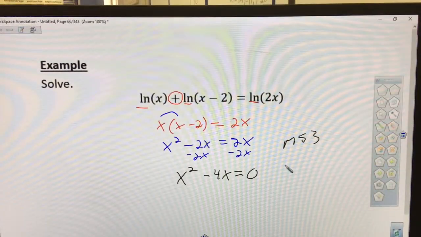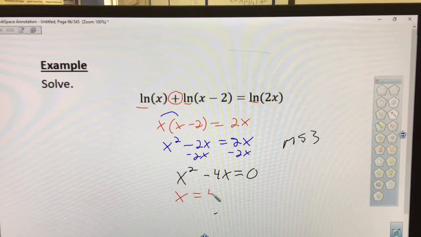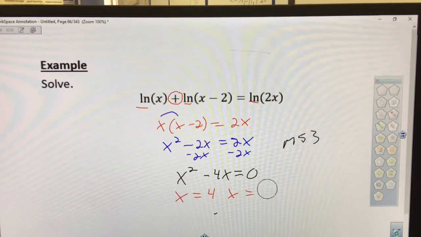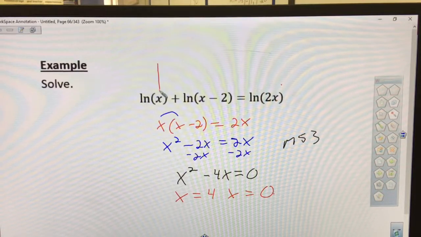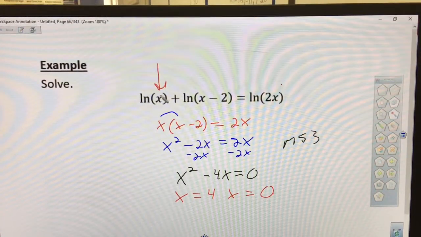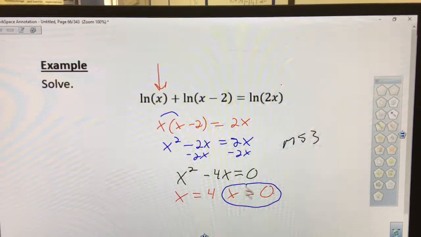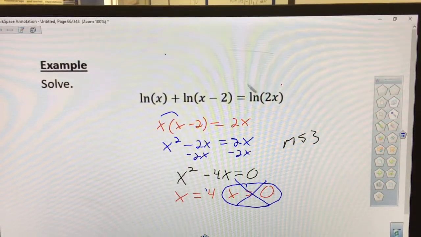When you get 2 answers, you got to check them. So I get x equals 4, and I get x equals 0. Now, we're not allowed to take a log of 0 or a negative number. So if I put 0 in there, no good. It can't be 0. You're not allowed to take log or ln of a 0. So it has to be 4.